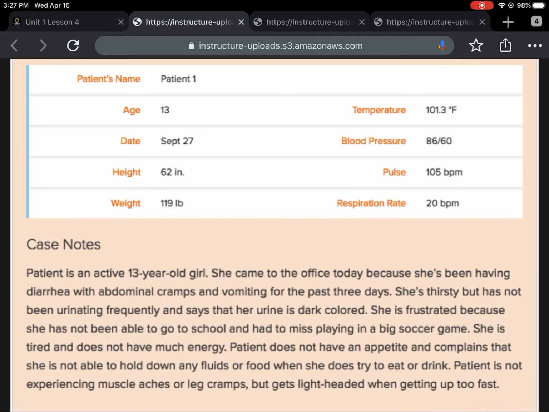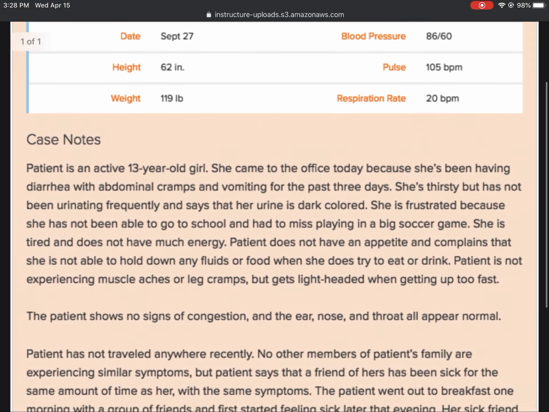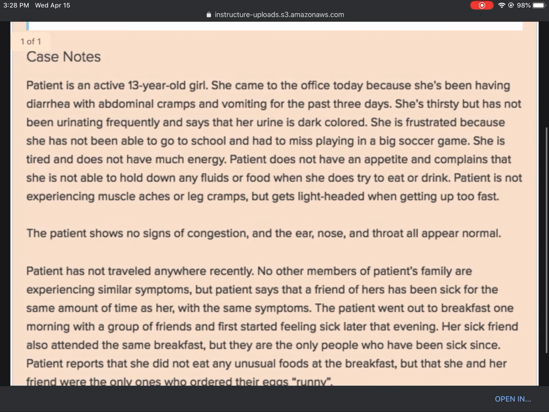As you've been to the doctor before, I'm sure, and they ask you, where does it hurt? On a scale of 1 to 10, how much does it hurt? Things like that. They've got to become what we call medical sleuths or detectives, and they are looking to figure out what direction to go in to help diagnose you and get you feeling better. So what you're going to do with this second page is you're going to consider all the questions that the doctor had to ask in order to get the information in the case notes section of Sally Spews a Ton's medical files.